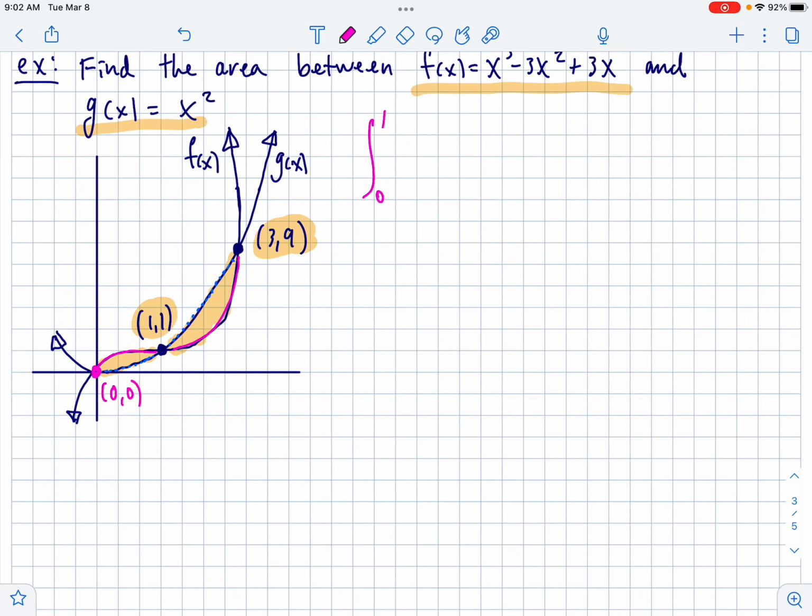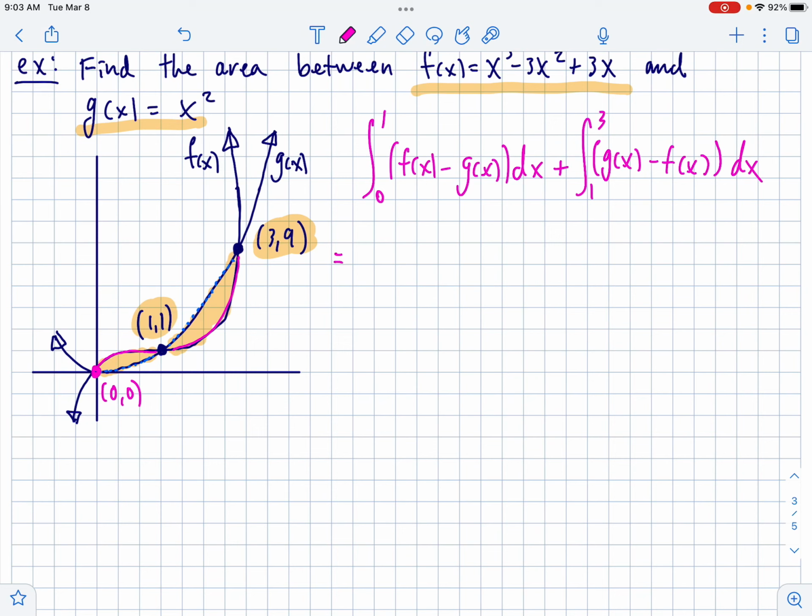First, we need to integrate from 0 to 1, where f of x is on top. So this will be f of x minus g of x dx. But then we're going to have to add from 1 to 3, where g of x is on top and f of x is on the bottom. So this will be, so it kind of switches which one you're subtracting, and that means you got to break it up into 2 separate intervals.